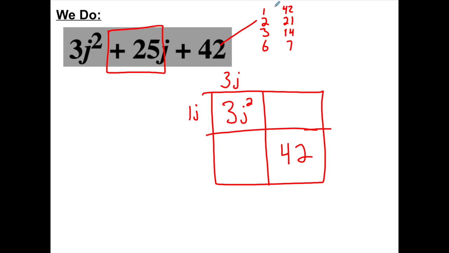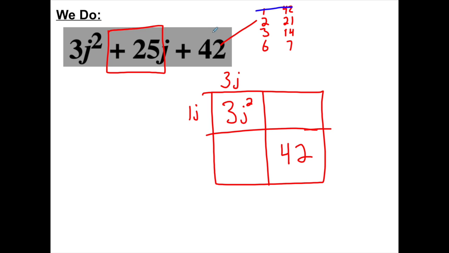What I notice is 42. If I put it on the 3, I'm way over 25. If I put it on the 1, it doesn't matter. I'm still way over 25. So 1 and 42, probably not it. I'll cross it out so I can still see it and maybe go back to it if some of the others don't work. Then I come across 21.